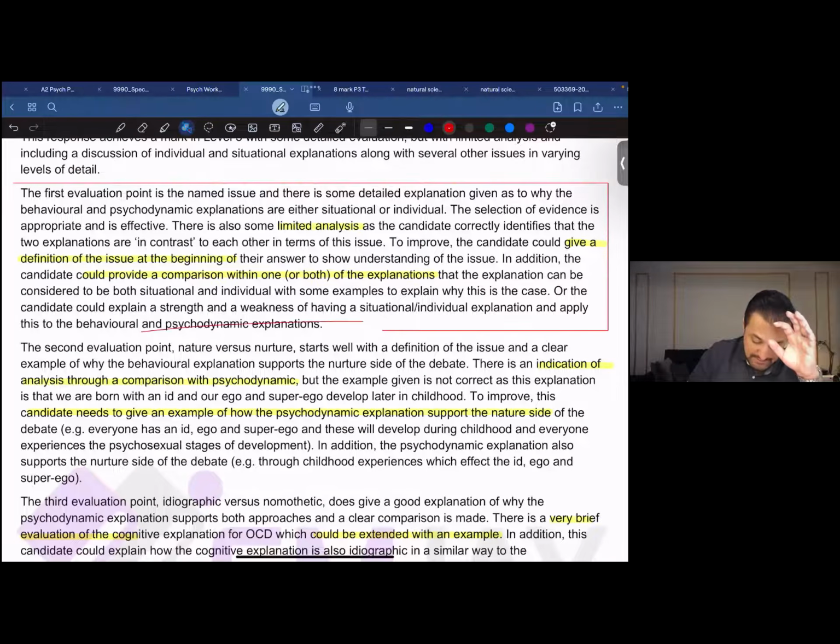The first evaluative point is the named issue, and there is some detailed explanation as to why behavioral and psychodynamic explanations are either situational or individual. The selection of evidence is appropriate and is effective. Makes sense. There's also some limited analysis, as the candidate correctly identifies that the two explanations are in contrast to each other in terms of this issue.